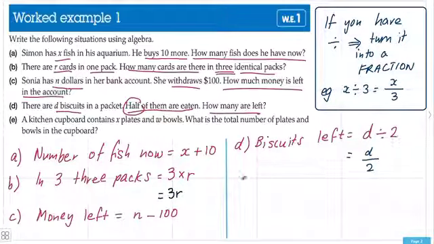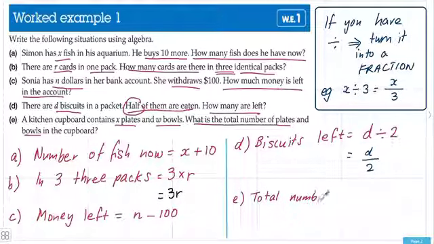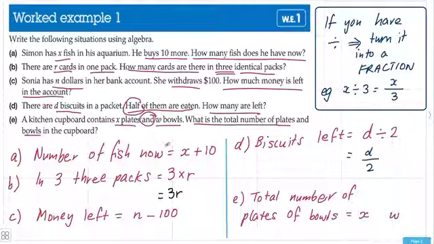And the last question we're looking at here is E. A kitchen cupboard contains X plates and W bowls. We don't know how many plates, we don't know how many bowls. What is the total number of plates and bowls? So we're looking for the total number of plates and bowls. How many plates are there? Well, there are X plates. And how many bowls are there? Well, there's W. And remember this word and, that means plus. So we've got X plates and W bowls. So that's why we use the plus.